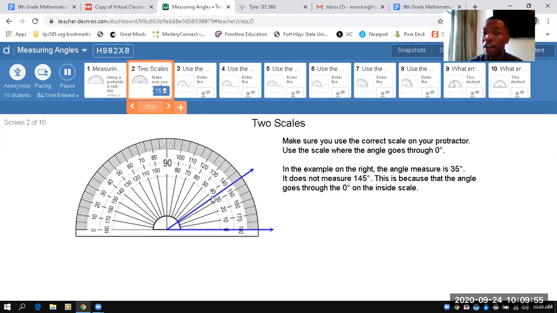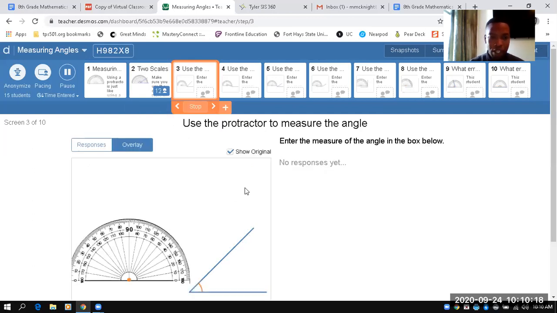And it's 35 because my 0 is on the inside, so I'm looking at the inside number. If my angle was on this side, since my 0 is on the outside, I'd be looking at the outside numbers. So it all depends. Let's do one real quick. So let's look at this.